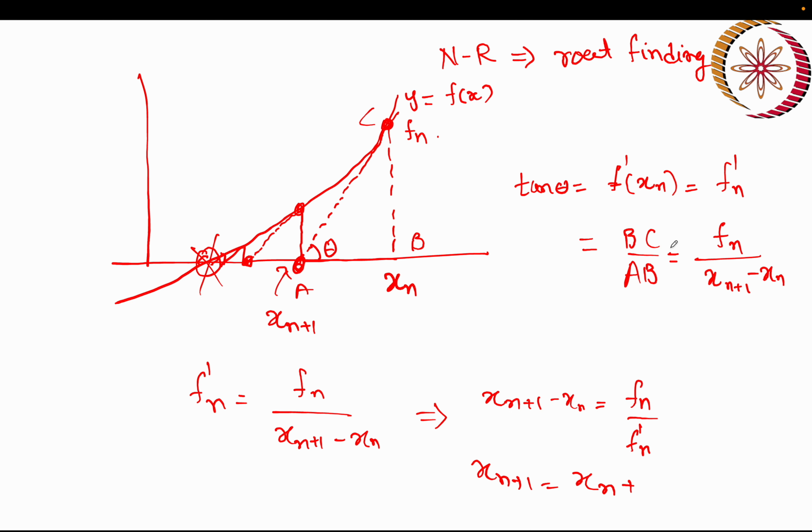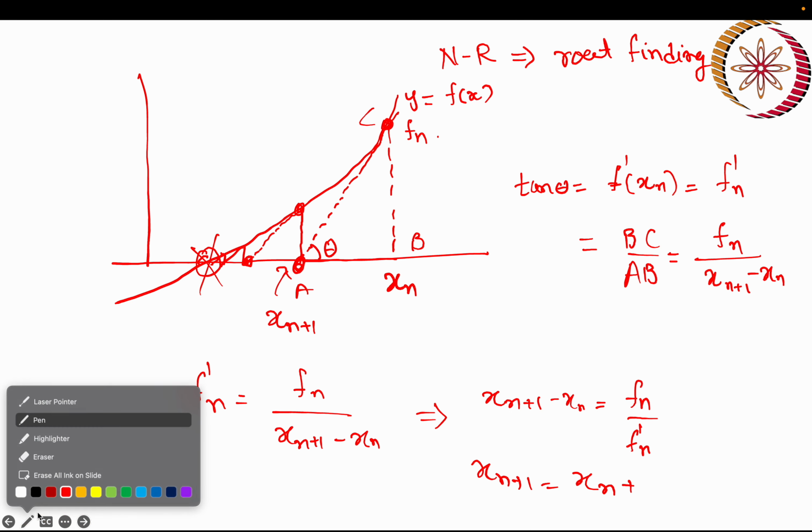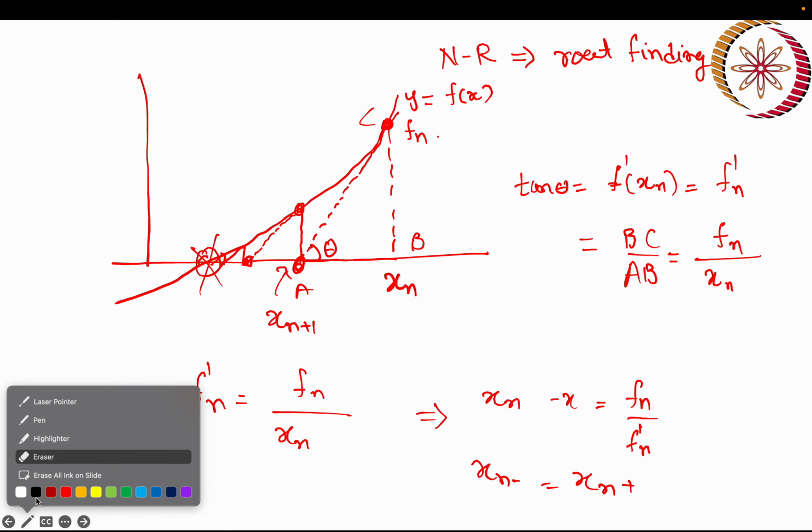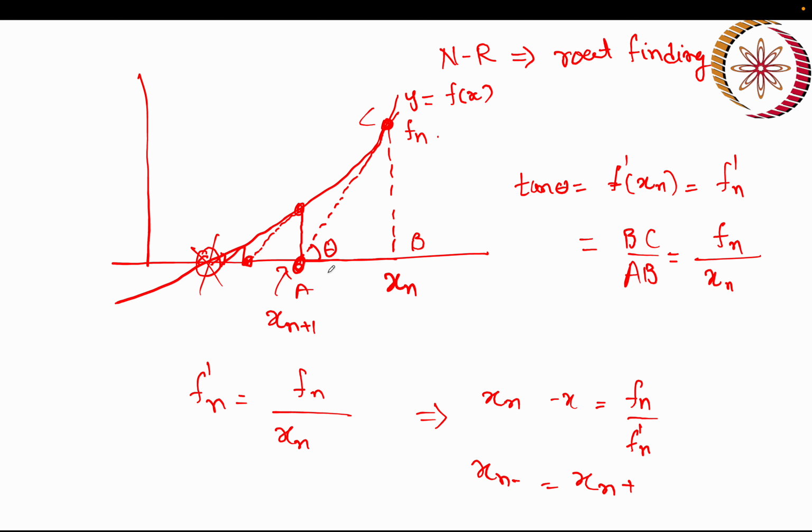Is that correct? In this case it should be opposite. Yeah, so we are finding this distance, so xn is larger, so it is xn minus xn plus 1, and xn plus 1 is equal to xn minus fn upon f dash n.